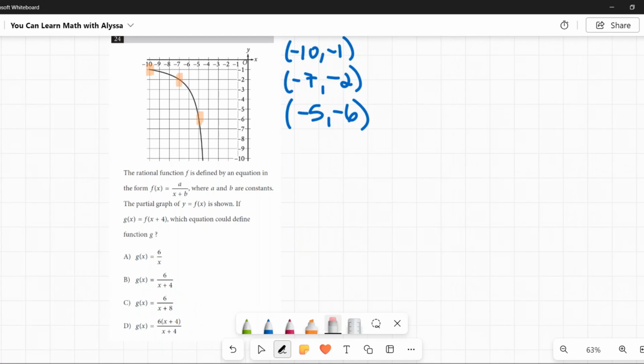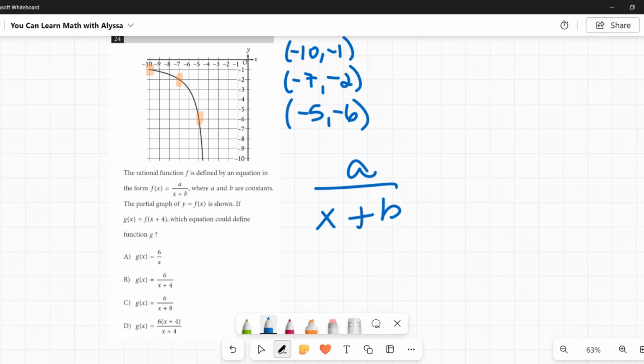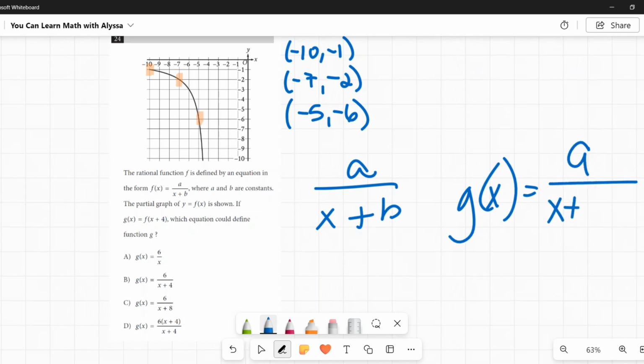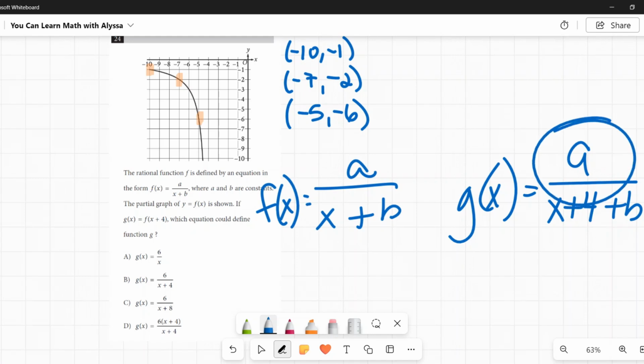All right. So here's the thing I noticed when I looked at this. I know that f of x is equal to a over x plus b. And they're telling me g of x is f of x plus 4. So I know x plus 4 is going to go right there, right? So I could rewrite that original f of x as a over x plus 4 in for that x, plus b. That's what g of x is going to be. The a didn't change. A stayed the same. This little thing on the bottom changed.